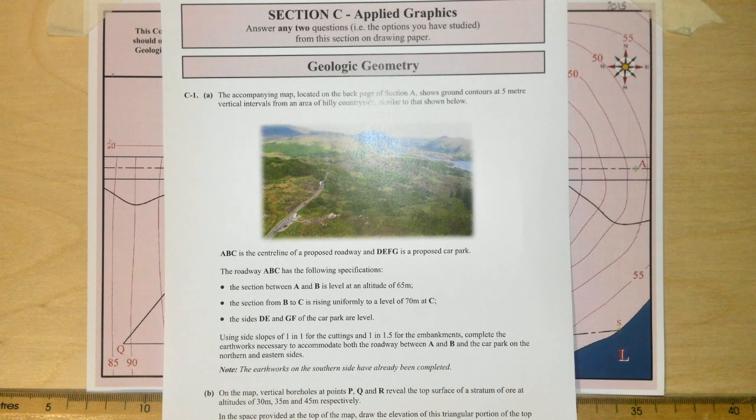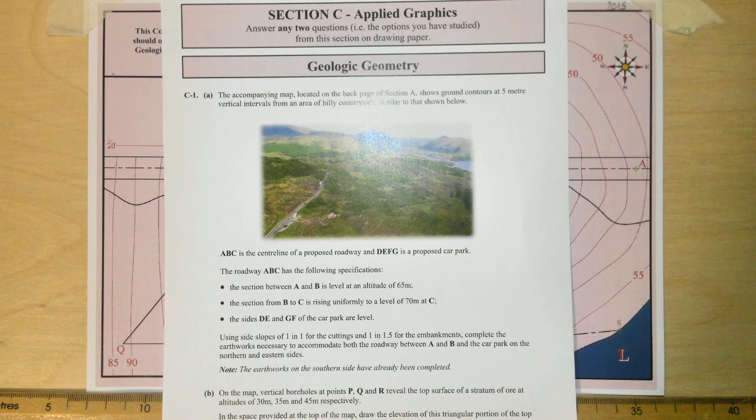This question is from the 2015 higher level DCG paper. It's section C, applied graphics, and it's the geologic geometry question, question C1. The accompanying map located on the back page of section A shows ground contours at 5 metre vertical intervals from an area of hilly countryside, similar to that shown below. ABC is the centre line of the proposed roadway and DEFG is a proposed car park.